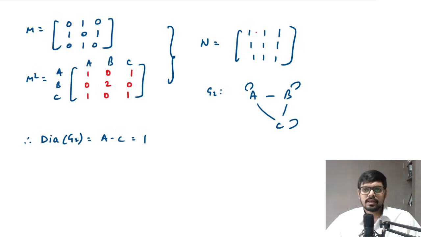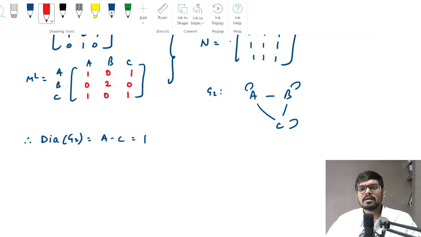Similarly, for every position check. For 1, 3, here it is greater than 0, therefore 1. For 2, 1, here it is greater than 0, so 1. So for every position, 1,1, 1,2, 1,3, 2,1, 2,2, 2,3, 3,1, 3,2, 3,3, either this was greater than 0 or this was greater than 0. So everyone was greater than 0, and therefore I can say that N is equal to this matrix. Once this matrix is ready, we can comment on the G2 graph, because this is the adjacency matrix of the G2 graph.